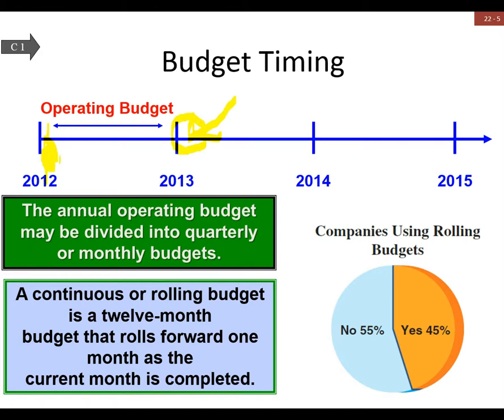So once we get one done, we cross it out. We go on to the next month, which is February. As soon as that's complete, we go ahead and budget for the next February in 2013. So in this sense, it can cross actual fiscal years or annual calendar years as well. So that's a rolling budget.